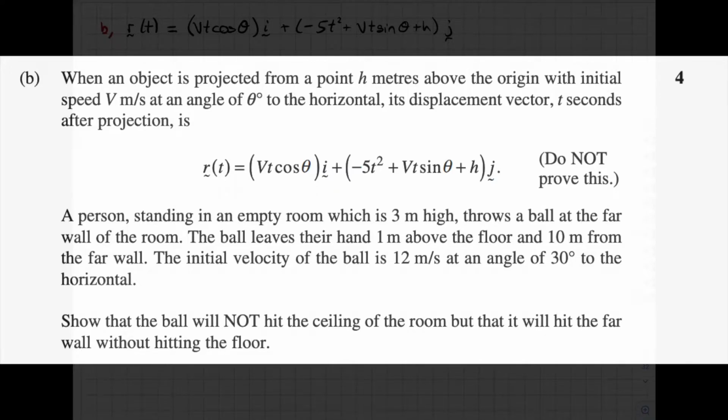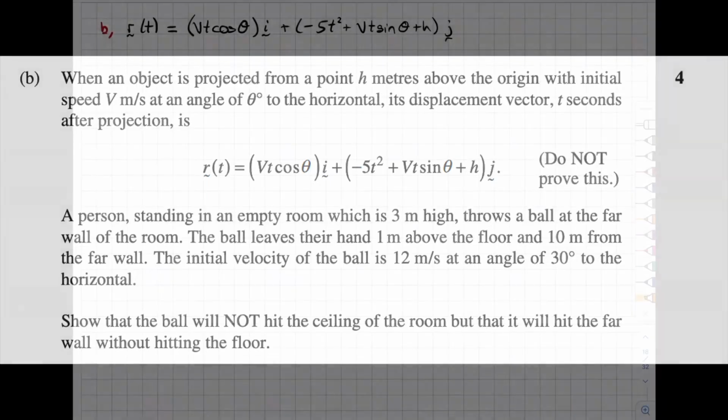So what's the actual question? A person standing in an empty room which is 3 meters high, throws a ball at the far wall of the room. The ball leaves their hand 1 meter above the floor and 10 meters from the far wall. The initial velocity of the ball is 12 meters per second at an angle of 30 degrees to the horizontal. Show that the ball will not hit the ceiling of the room, but that it will hit the far wall without hitting the floor.